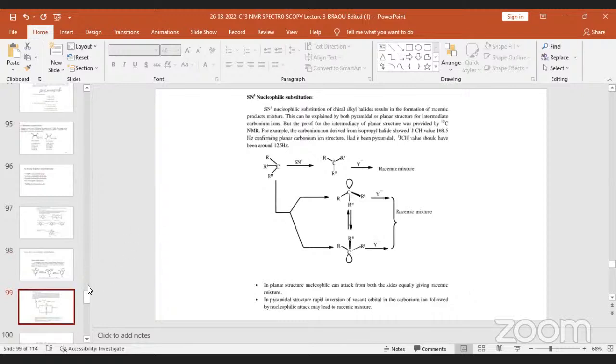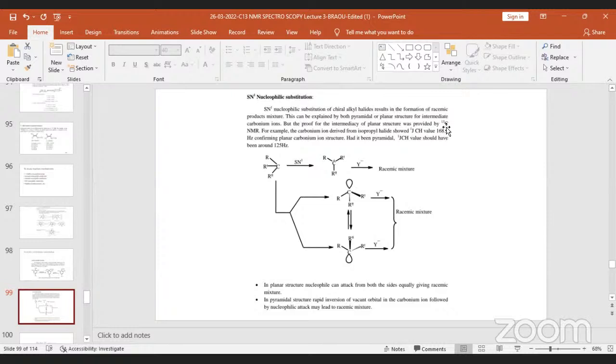Similarly, we can study SN1 nucleophilic substitution reaction. In SN1 nucleophilic substitutions, a carbonium ion is formed. That carbonium ion can be planar or pyramidal. Here, in the alkyl halide, the halogen is leaving, and this carbon becomes plus. Now it can be planar or pyramidal, and it is attacked by a nucleophile to give you a racemic mixture. This is the normal SN1 nucleophilic substitution reaction.